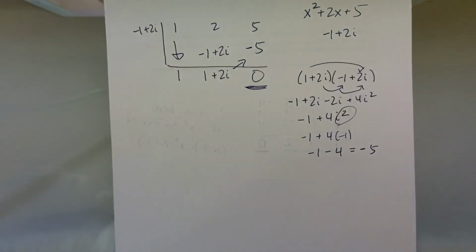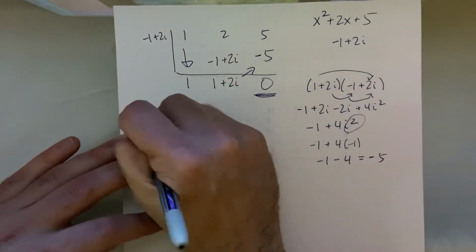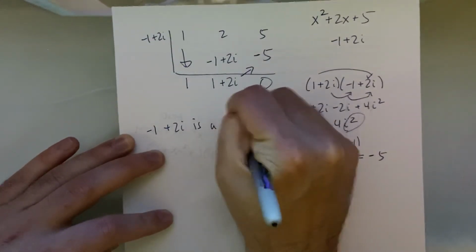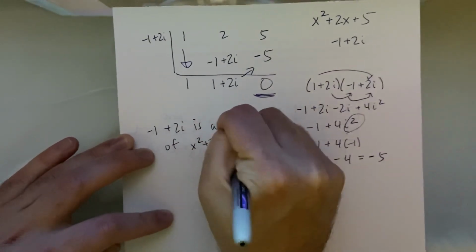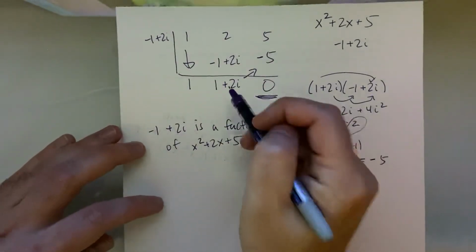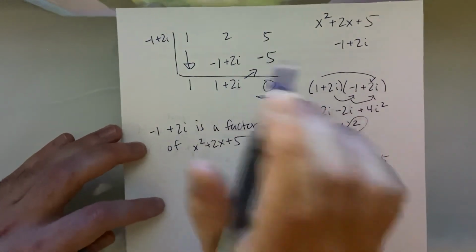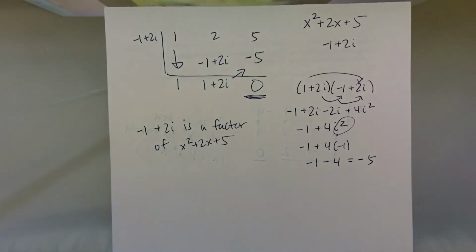Well, guess what? The same strategy still holds. Since I've got zeros for remainder, that means negative 1 plus 2i is a factor of x squared plus 2x plus 5. And it would factor into x plus 1 plus 2i. But anyway, that's just how it works in case you have to deal with the imaginary numbers. And that is all for 3.2.